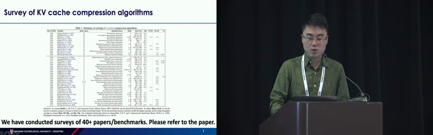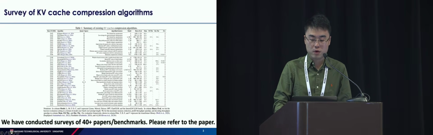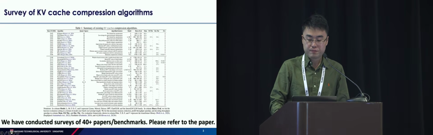Even though there are many compression algorithms out there, we're not quite sure how well they work in real production environments. This paper looks at a bunch of existing algorithms and benchmark studies regarding KV cache compression and tries to figure out what's preventing them from being widely used in production environments.